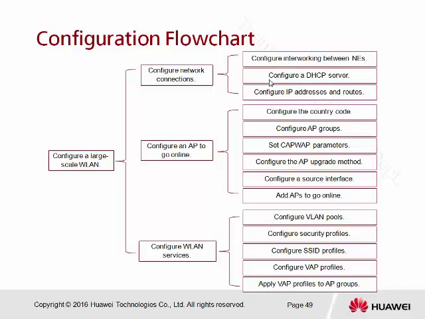The next one, configure a source interface. Which interface you're going to assign for the AC, like the management VLAN 200, like I mentioned just now. You need to point this one as the source AC interface. Then lastly, add the AP to go online. After we configure everything, the last step, don't forget to register your AP into your AC.